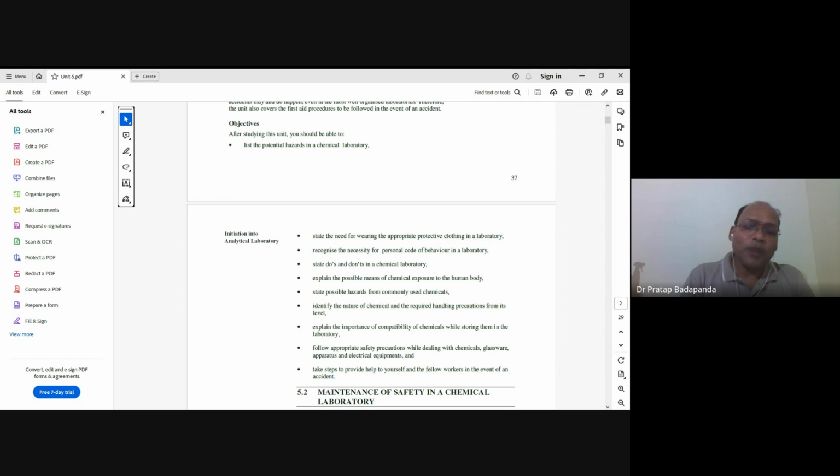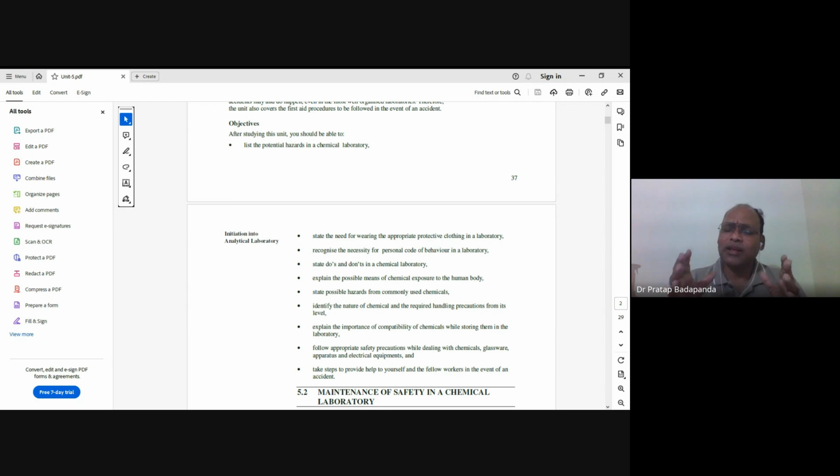Okay, now we'll come to the point. Identify the nature of a chemical and the required handling precautions for its level. Explain the importance of compatibility of chemicals while storing them in the laboratory. I told you, if there is sodium and it is kept in an open container, it will come in contact with moisture, the reaction will happen, and there will be a huge blast. That's why sodium is kept inside kerosene. It is non-reactive inside kerosene.